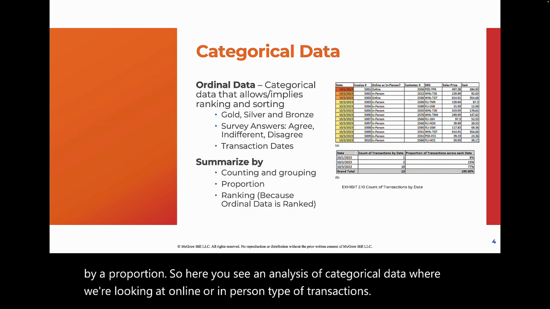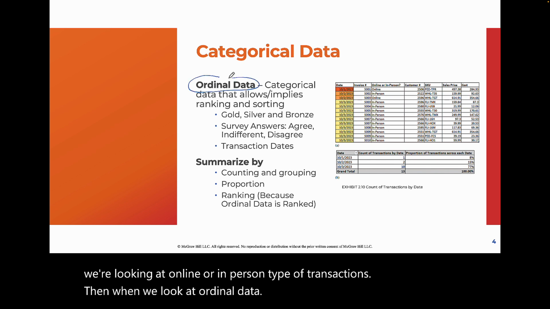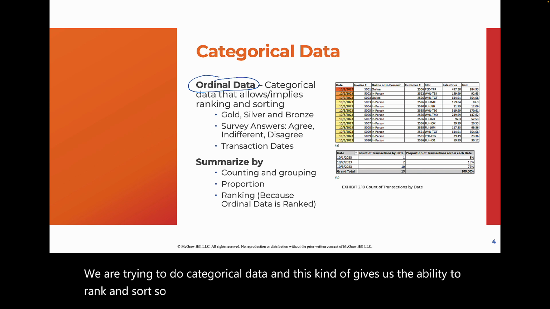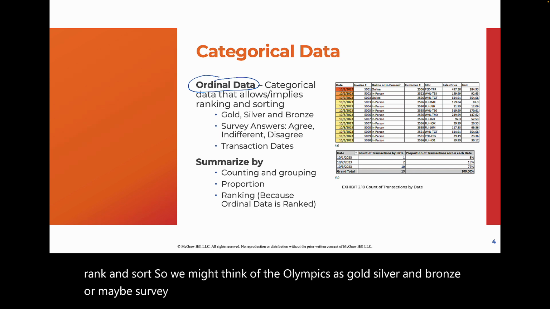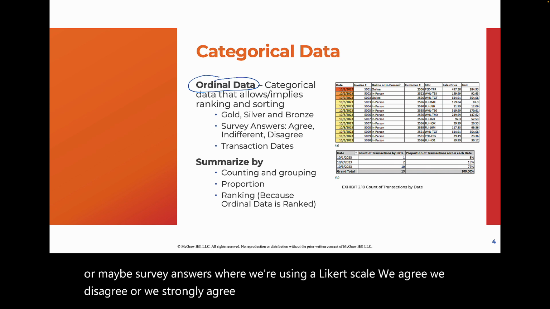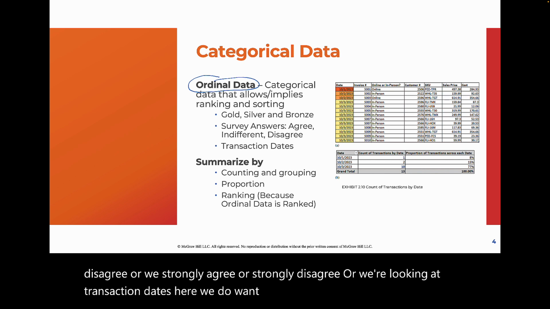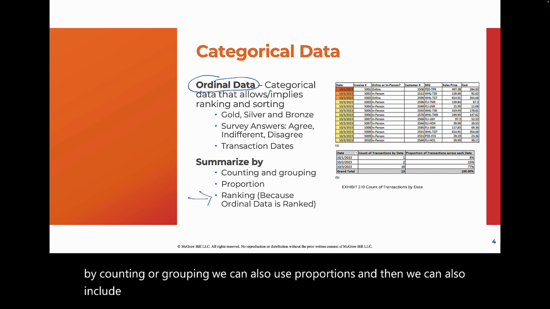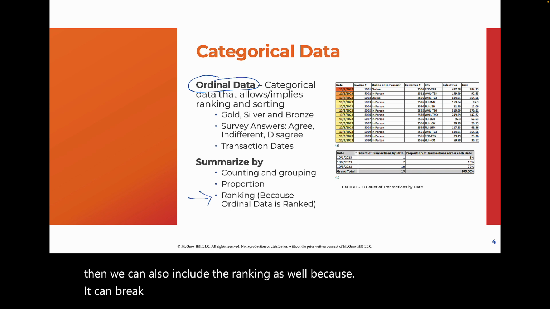Then when we look at ordinal data, we are trying to do categorical data, and this kind of gives us the ability to rank and sort. So we might think of the Olympics as gold, silver, and bronze, or maybe survey answers where we're using a Likert scale. We agree, we disagree, or we strongly agree or strongly disagree, or we're looking at transaction dates. Here we do want to summarize this data as well. Similarly, by counting or grouping, we can also use proportions, and then we can also include the ranking as well, because we can rank ordinal data. That's the key differentiator.